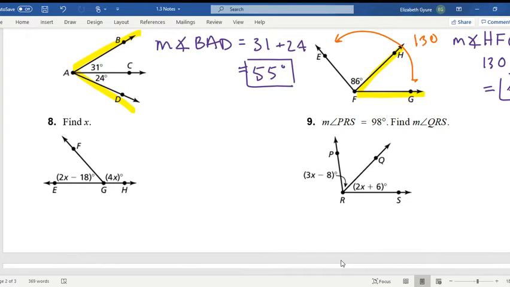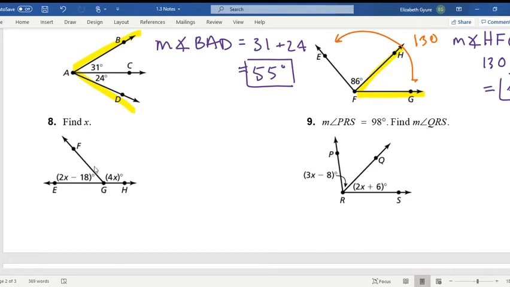Number 8, find x. So for this one, we have 2 different angles labeled here. We have angle FGE is 2x minus 18, and angle FGH is 4x. Well, we need to solve for x. We need to write an equation here. Just like what we did with segments, when we set up an equation, it's either part equals part, because they're congruent, or it's part plus part equals whole. We're going to have that same situation with angles here.